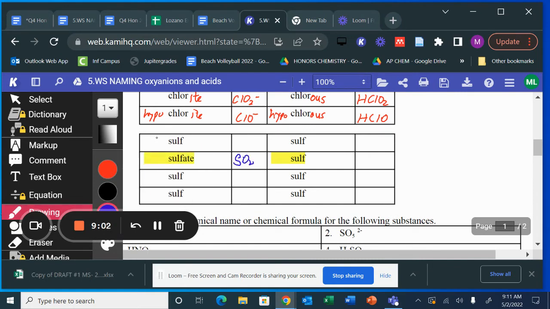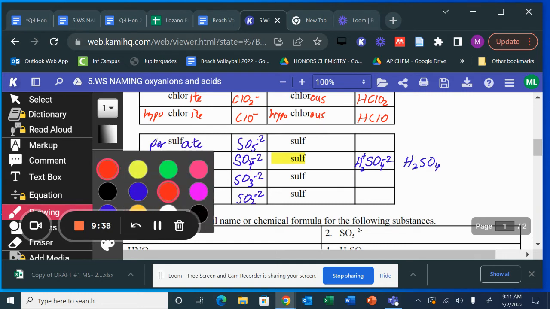Okay, so sulfate is minus 2, SO3 minus 2, SO2 minus 2, SO5 minus 2. This would be sulfate, persulfate, ite, and this would be hypo. To change these into acids, it would be SO4 minus 2, so you'll need 2 H's, so it'll be H2SO4.